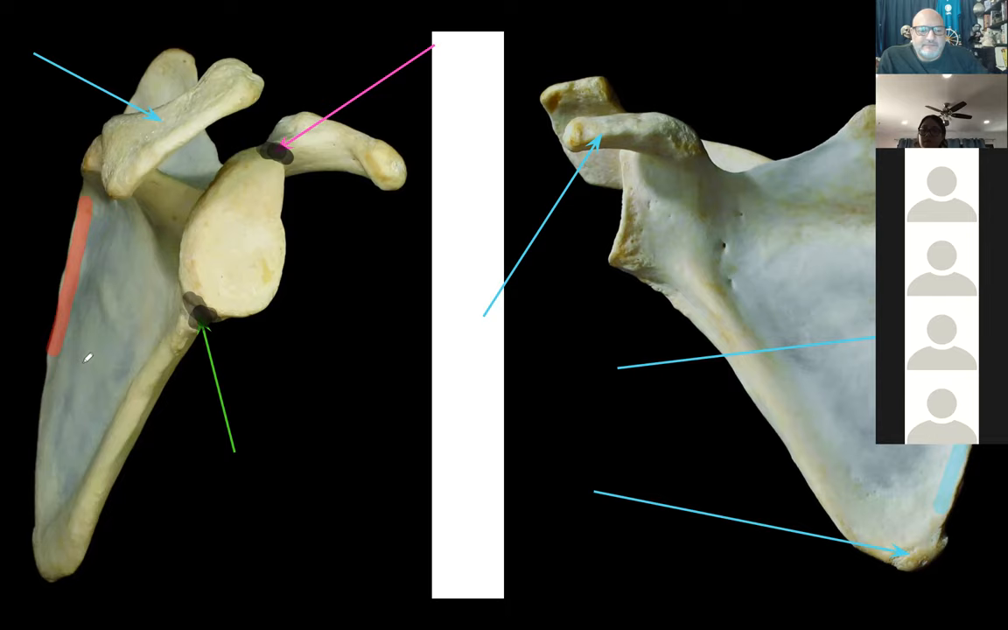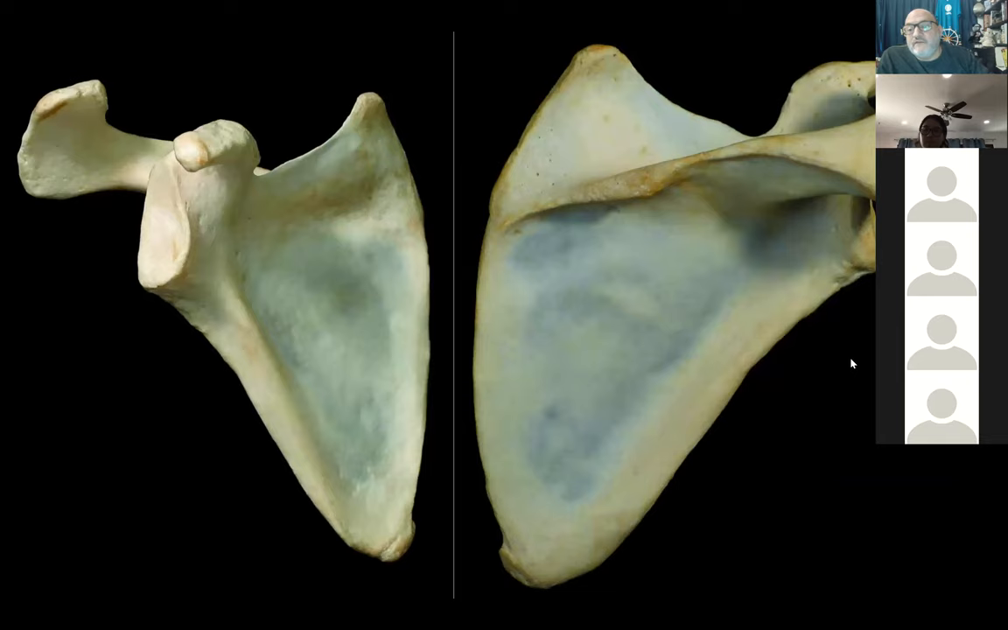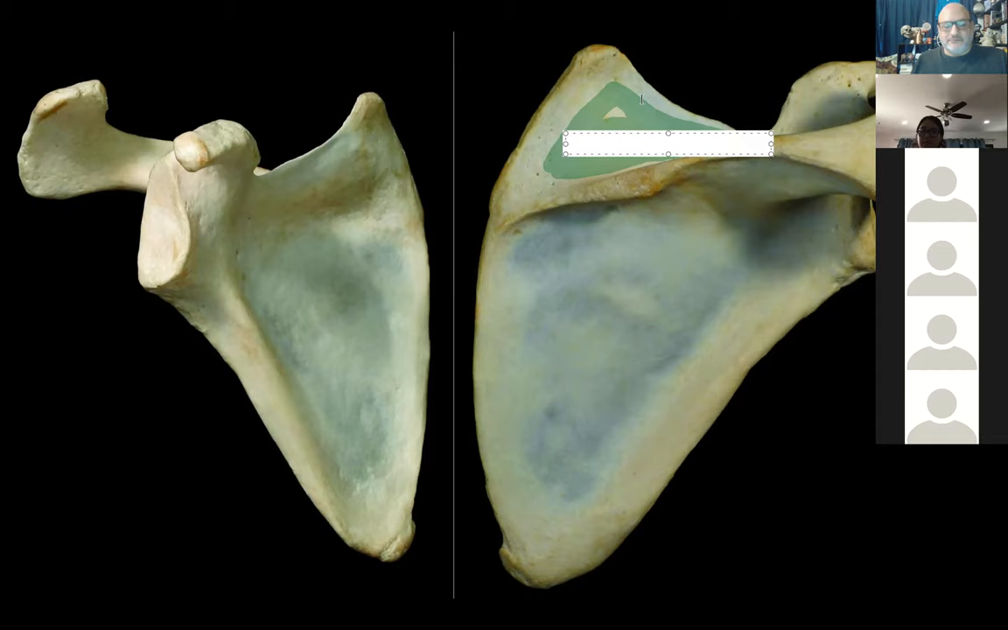So again, notice a ton of muscles that insert or originate from the scapula. And we can do one more. Actually, we can do four more. There is this indentation above the spine on the scapula. Does anybody remember what that bone feature was called? Supraspinous fossa. Supraspinous fossa. Excellent. And guess what muscle sits in the supraspinous fossa? Supraspinatus. Excellent.